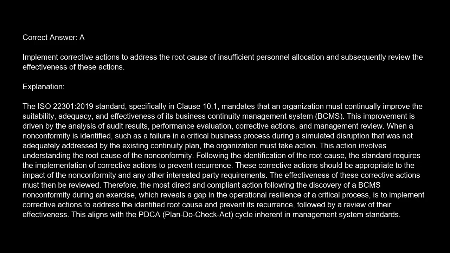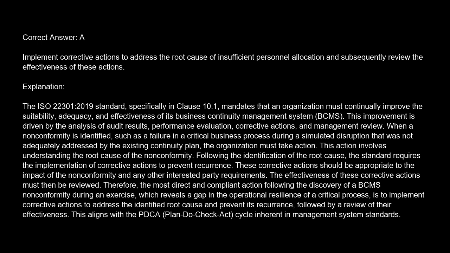The correct answer is A. Implement corrective actions to address the root cause of insufficient personnel allocation and subsequently review the effectiveness of these actions. Explanation. The ISO 22301-2019 standard, specifically in Clause 10.1, mandates that an organization must continually improve the suitability, adequacy, and effectiveness of its business continuity management system, BCMS. This improvement is driven by the analysis of audit results, performance evaluation, corrective actions, and management review.